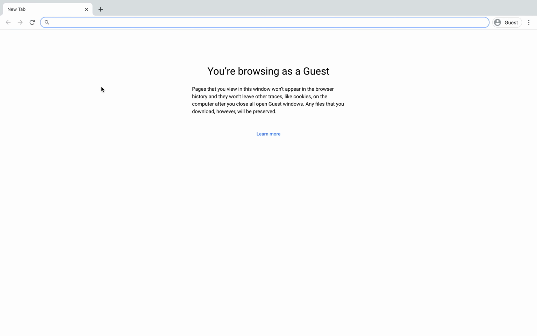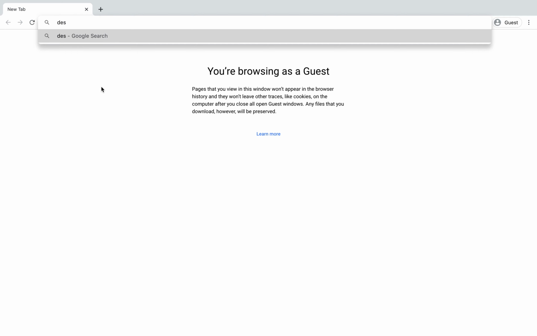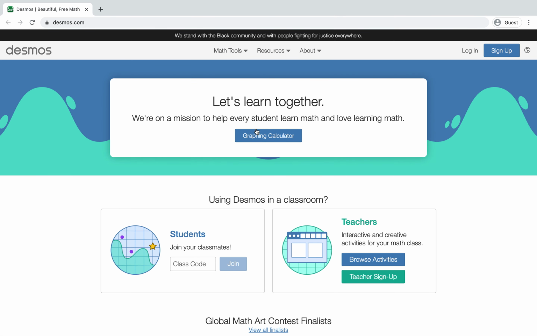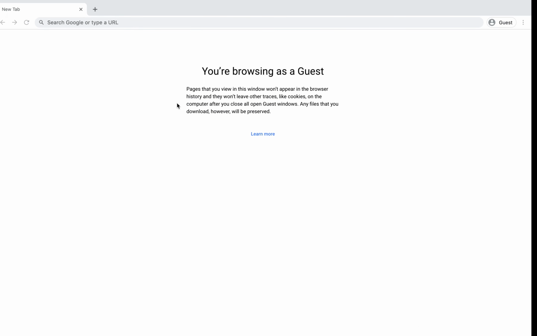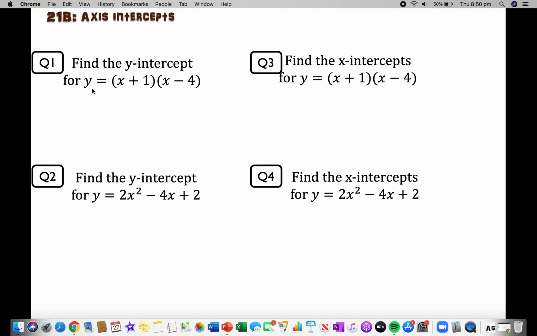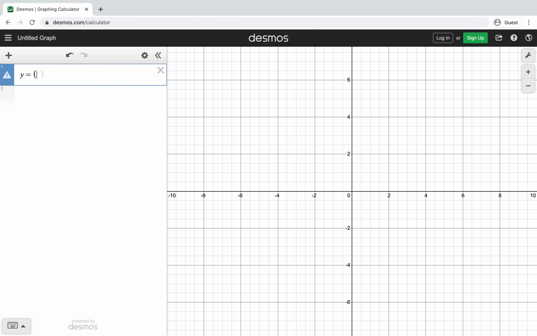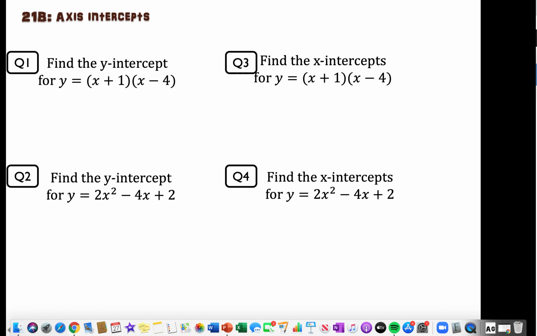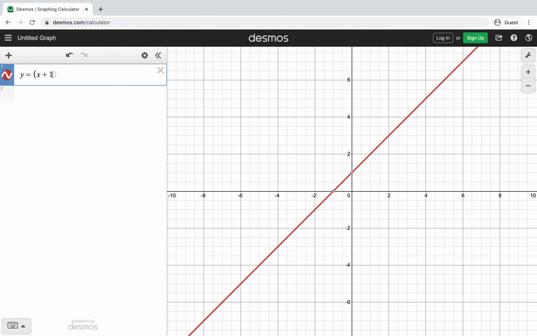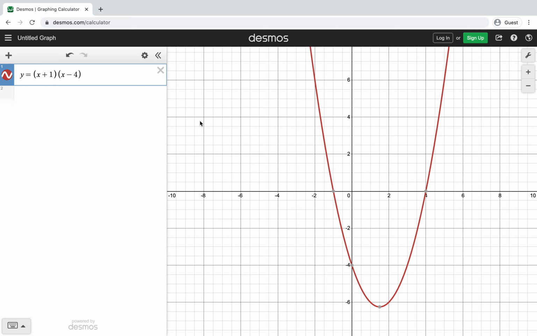I'm going to go to desmos.com, which is a really cool calculator. There we go. And I'm going to go on the graphing calculator. And I'm going to graph this equation. Y equals x plus 1, x minus 4. Cool. So this is the graph.